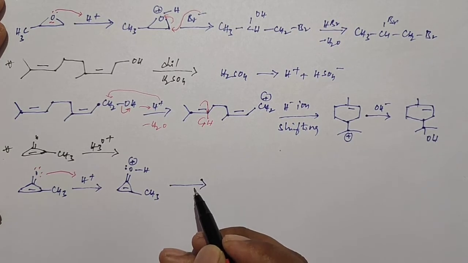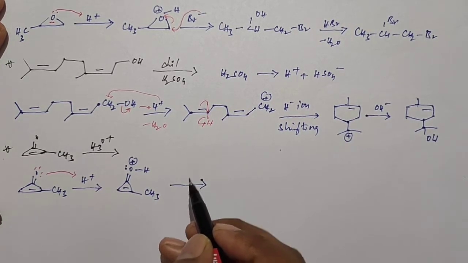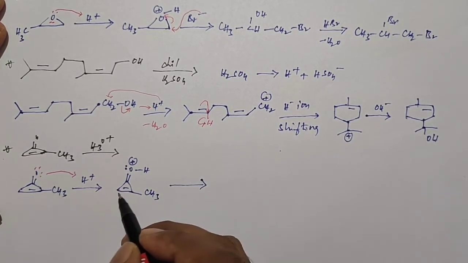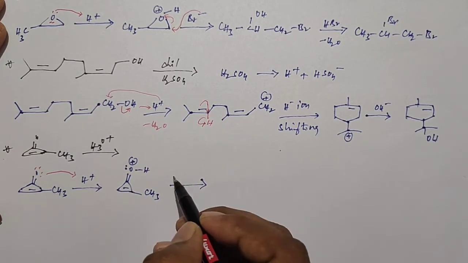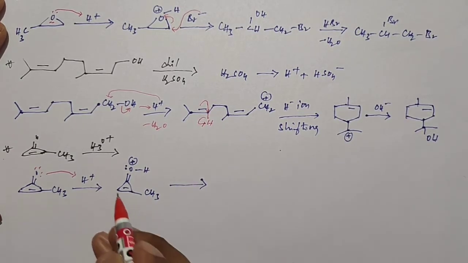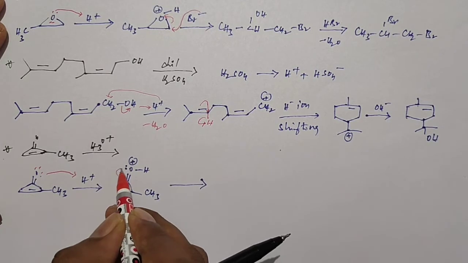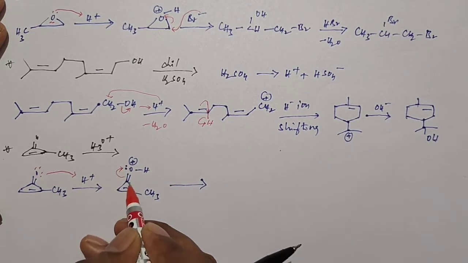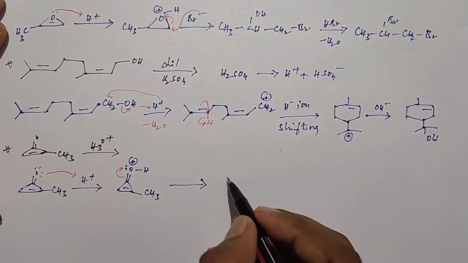After that, rearrangement can be possible. At that time these pi electrons shift towards here and the positive charge shifts toward this carbon. Then we get the structure.